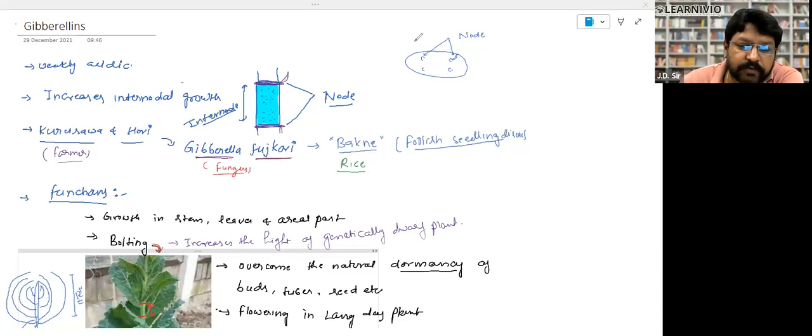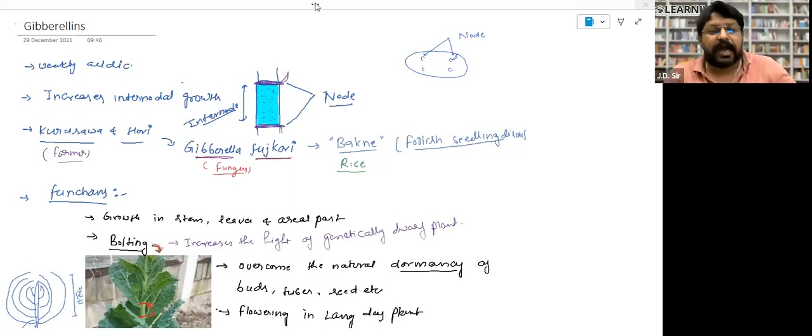Gibberellin was discovered accidentally, right? How was it discovered? Gibberellin was discovered accidentally. How? There was a scientist, his name was Kurosawa.